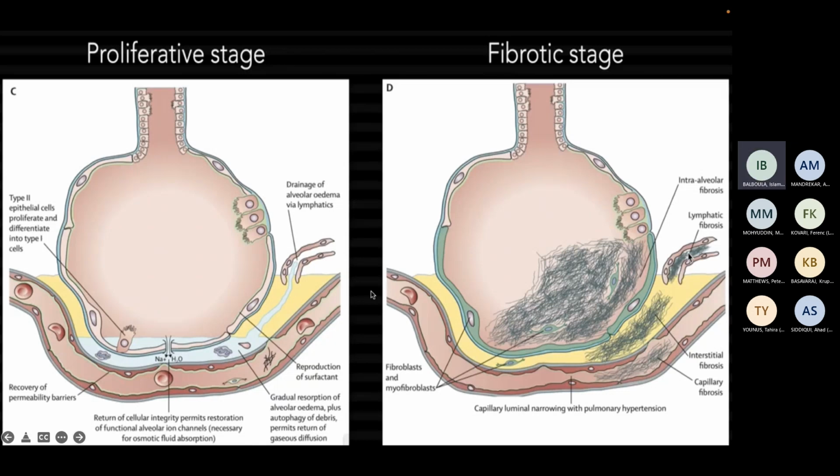So in some patients, for some reason, what happens in the fibrotic stage is that fibroblasts and myofibroblasts predominate and cause fibrosis everywhere in the alveoli, lymphatics, blood vessels, interstitium. So we lose the lung literally. So 3 stages: the exudative stage, the proliferative stage in terms of recovery, and the fibrotic stage in terms of complication.